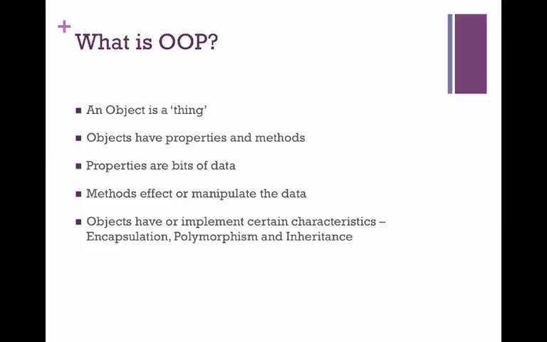Sometimes these things are more abstract representations of functionality. So for example, you might have a stock manager object, and this is responsible for acting on various other objects, for example, reducing the stock level of another object when certain other actions occur on them. Objects also have or implement certain characteristics. The main ones are encapsulation, polymorphism, and inheritance.